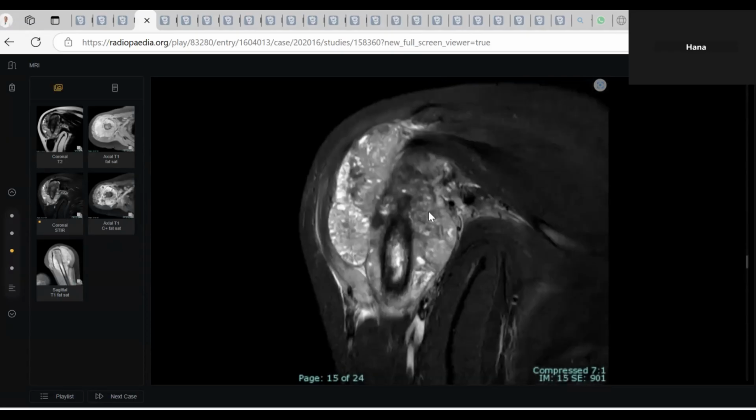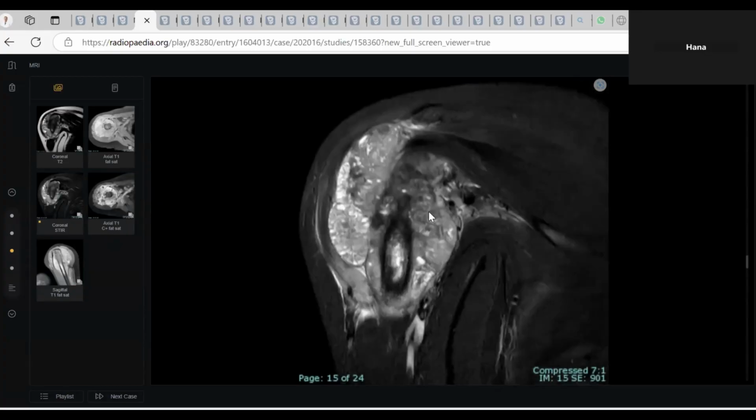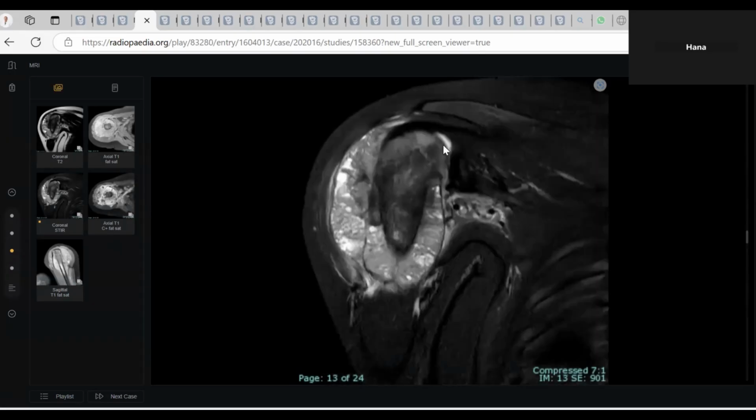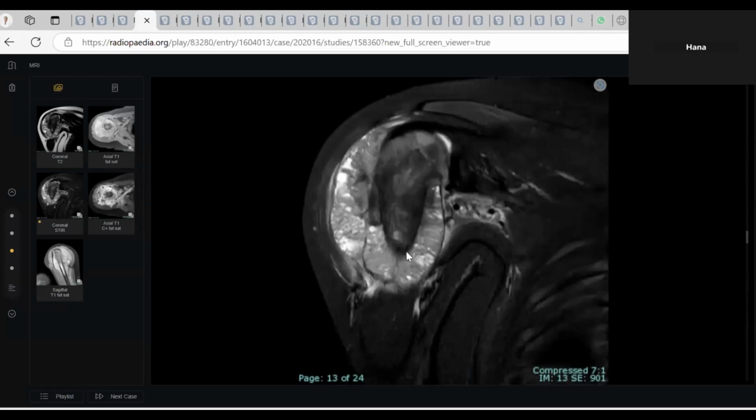Okay, my colleagues. Second point, I wanted to give you a very important piece of information. This is the mass, but what is this? This is the periosteum, the black one, and this is periosteal reaction.